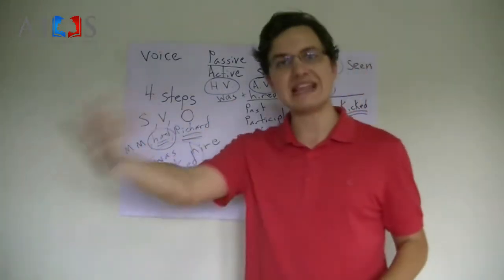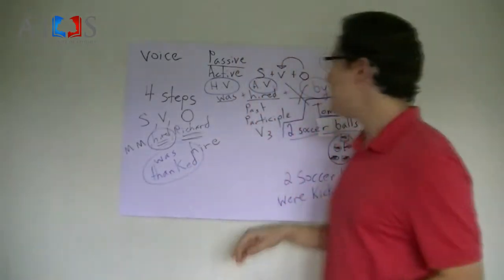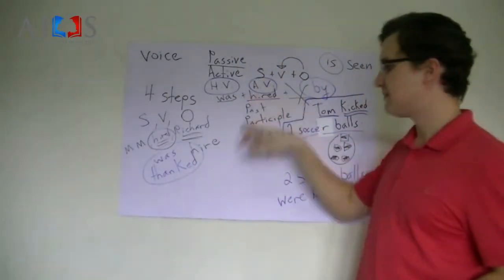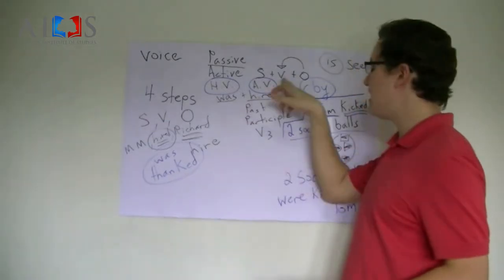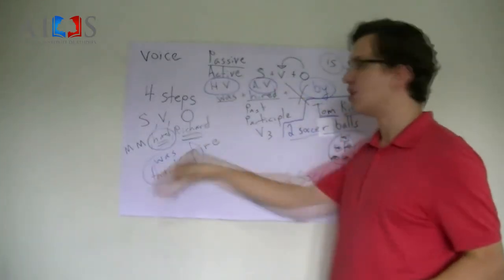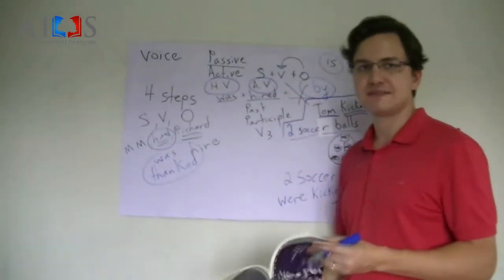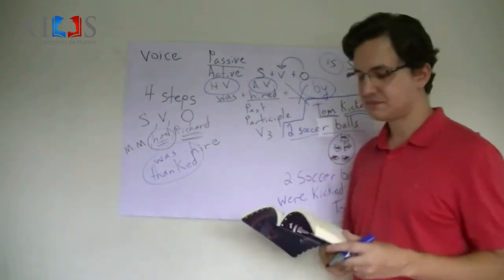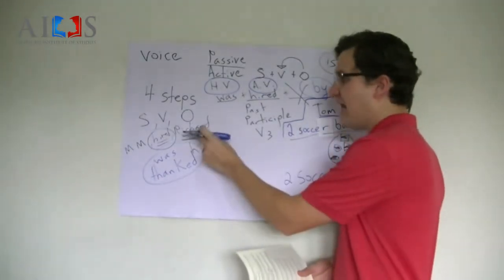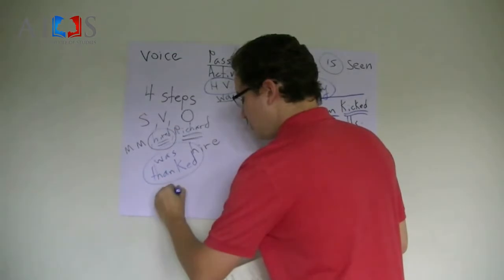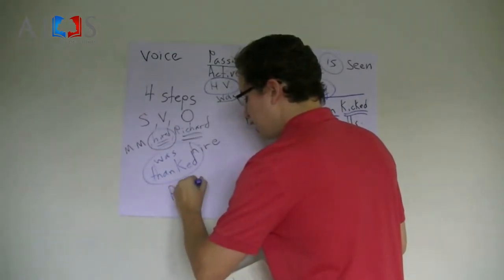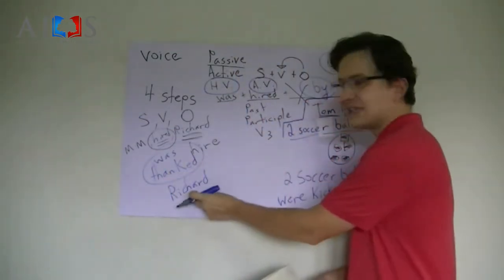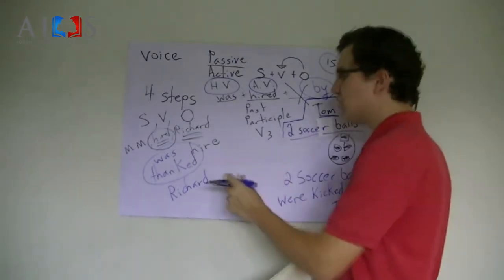So Richard is doing the action, remember? He will be our new subject. Thank will be our verb. And Mrs. Miller will be our object. So how do we do it? Well, like I said, find the real subject, Richard. He's the one doing the action. He's the main person. Richard.